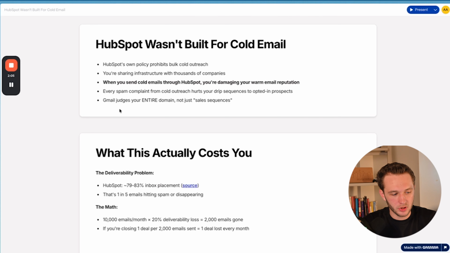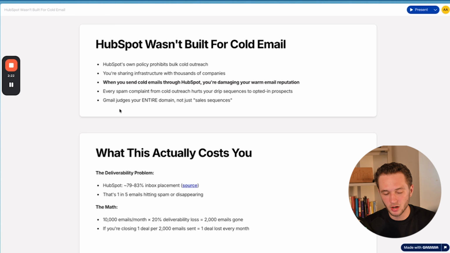Okay, so let's get into it. Number one, HubSpot wasn't built for cold email, right? We have to keep this in mind. HubSpot was built for you to manage pipeline. It was built for messaging warm leads, people who opted into newsletters, people who opted into your funnel in general. That's where HubSpot wants you to be sending emails to.